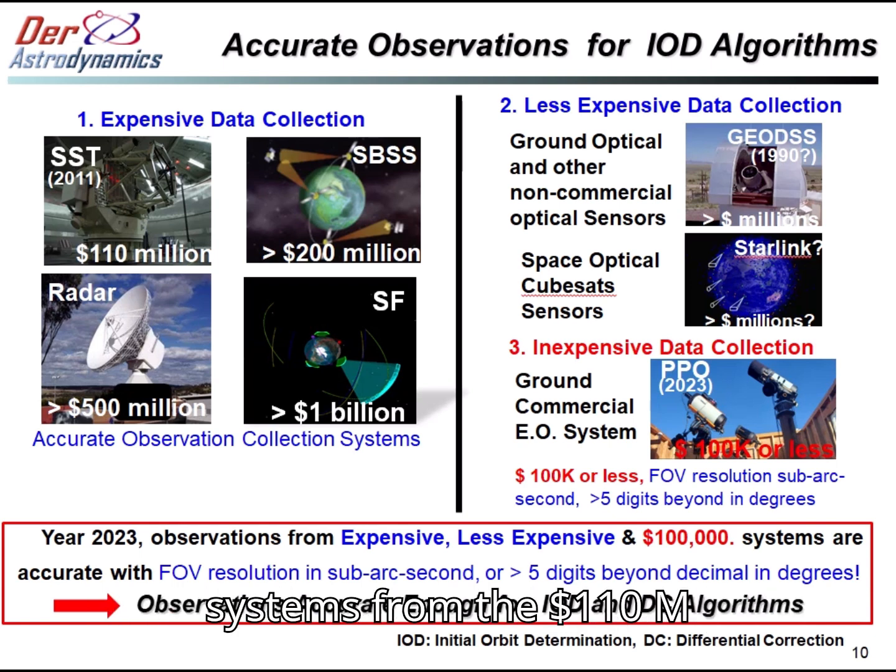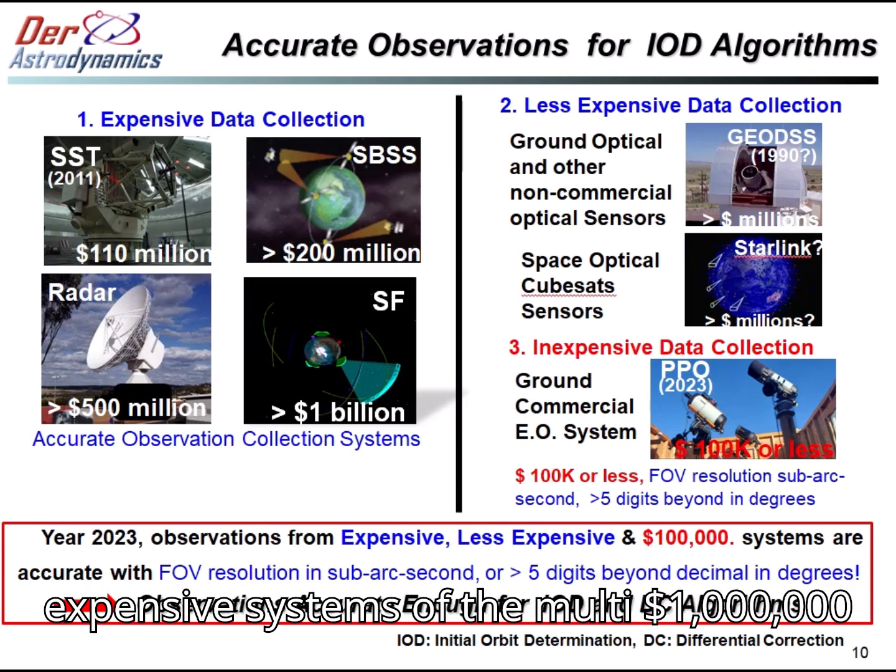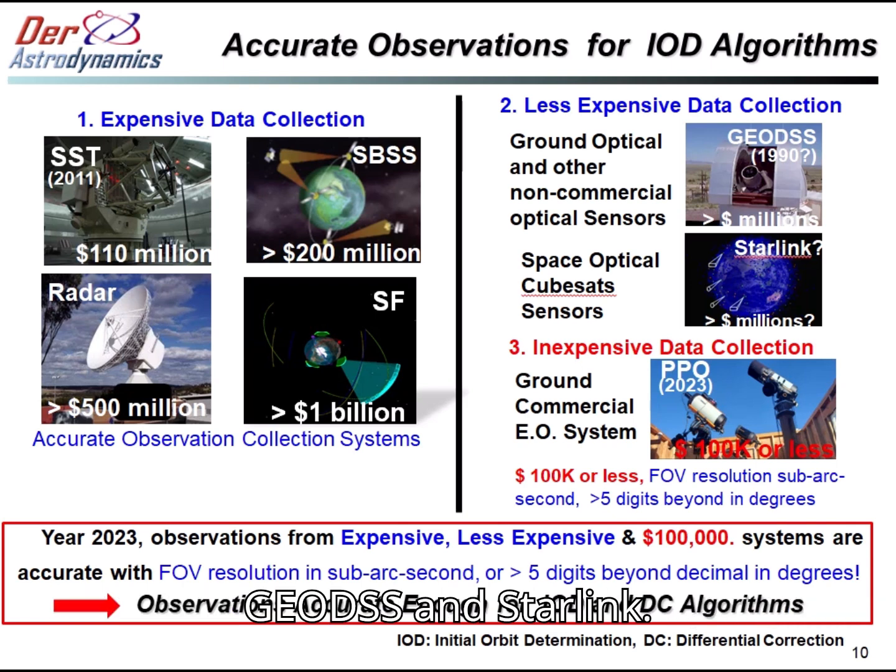1. Expensive systems, from the $110 million Optical Space Surveillance Telescope, SST, to the over $1 billion Space Fence Radar. 2. Less expensive systems of the multi-million-dollar GEODE and Starlink. 3. Commercial optical systems of $100,000 or less in 2023.